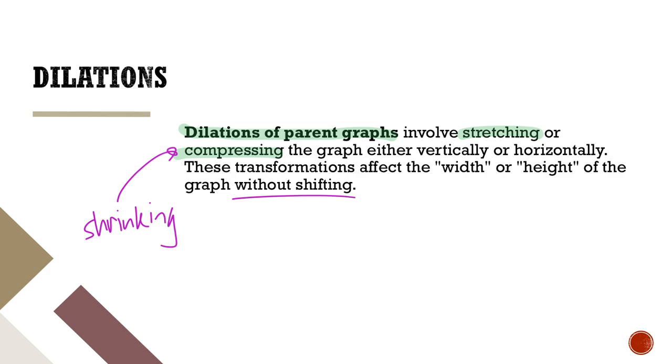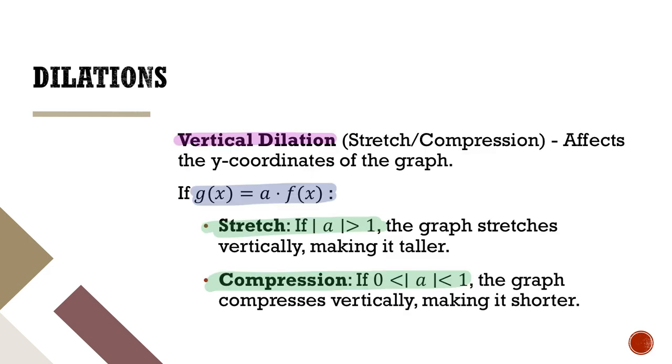Think about your eyes. If you dilate your eyes, if you go to the doctor, your eye pupils get extremely big. So it's expanding that or stretching that out. So let's talk about the dilation. So a vertical dilation, a stretching or compression, affects the y coordinates of the graph. So vertically, think up and down, which is your y coordinates. So what we're going to do is we're going to just multiply outside.